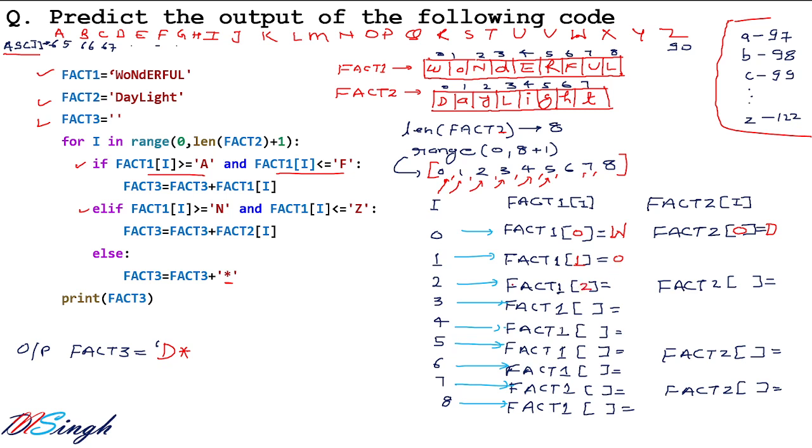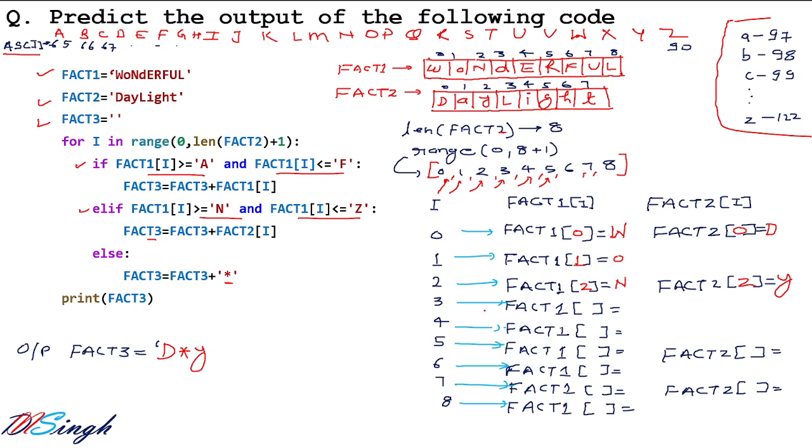So next, the I value is 2. Fact 2 is what? Capital N. Capital N is greater than or equal to N, yes. Less than or equal to Z, yes. So what will happen? The value at that index in the fact 2 variable will be concatenated in the fact 3 variable. So we will write that index 2 here. Fact 2, the value at index 2 is what? Y. So Y will be concatenated.